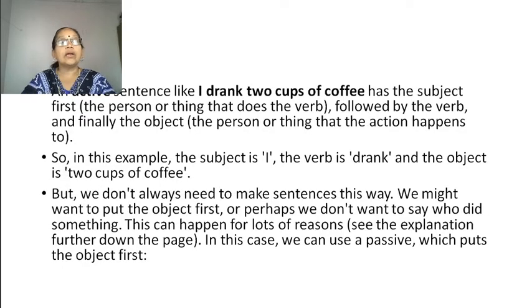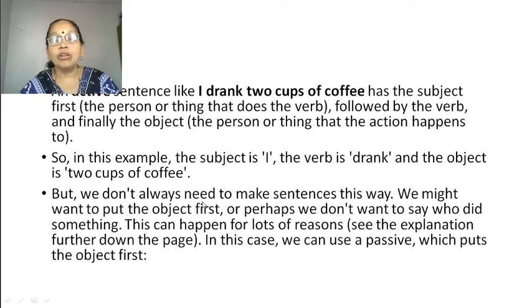So, let us see what are active and passive voices. An active sentence like "I drank 2 cups of coffee" has the subject first. I is the subject here, the person or thing that does the work, followed by the verb, and finally the object, the person or thing that the action happens to. So in this example, the subject is I. The verb is drank and the object is 2 cups of coffee.